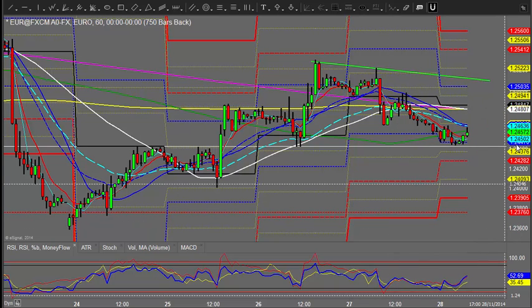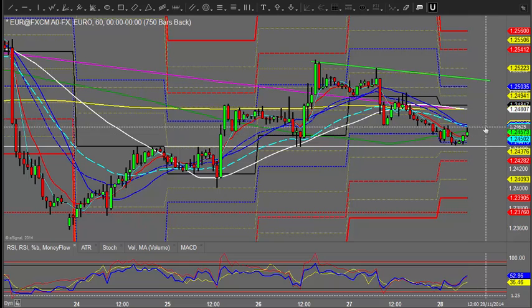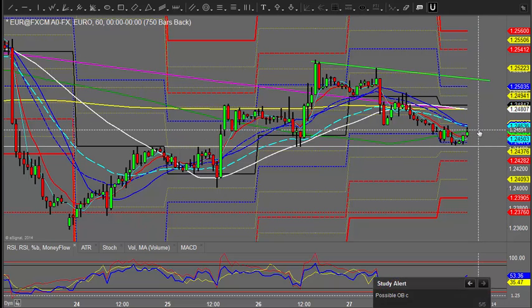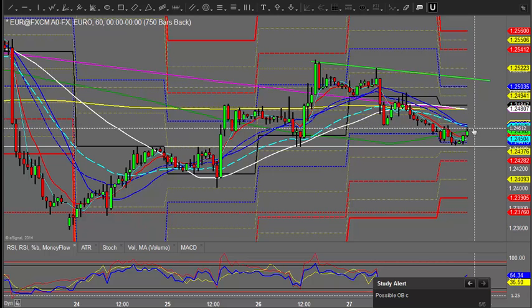However, in the short term, at least, looking above us, we do have the daily pivot, which has a reasonable chance of being hit at 124.85. Now it's just struggling at the moment to move up there, but if we can get past the 20 moving average, the hourly 20 and 34, that could be a reasonable target for the upside.